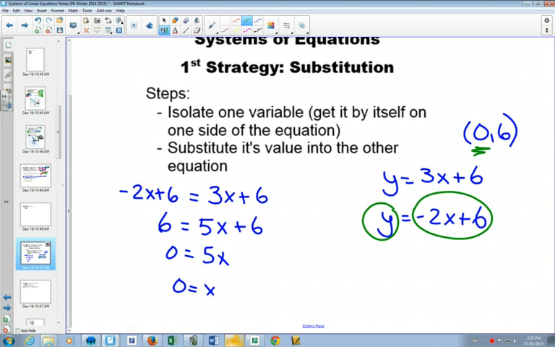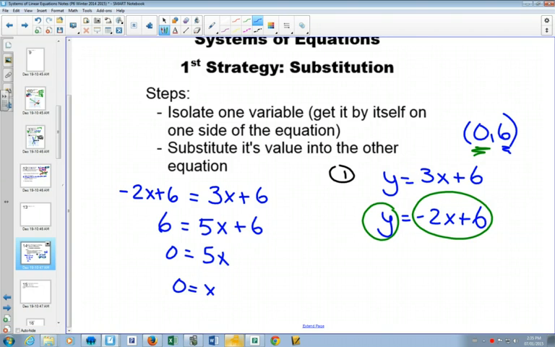And once you find out that x is equal to 0, you could plug that in to either one of the two equations. Let's say I plug it here into equation 1. If I plug in 0 for x, what do I get? y is equal to 0 plus 6, which is just y is equal to 6. And that's how we can find it algebraically.